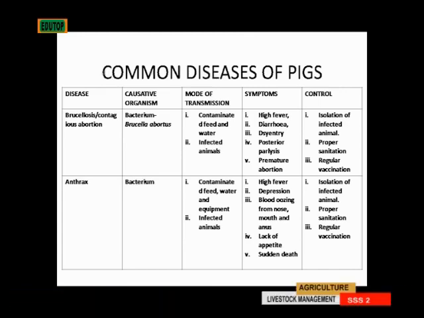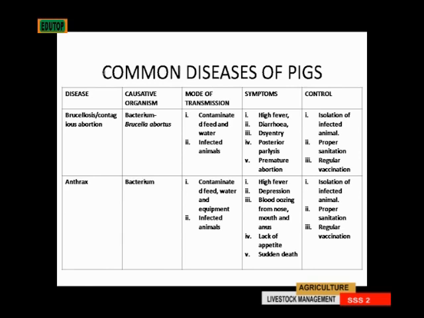What are the symptoms of brucellosis? High fever, diarrhea, dysentery, then posterior paralysis, then premature abortion. That is, when your pig is pregnant, it just casts its young before time. That is what premature abortion is.